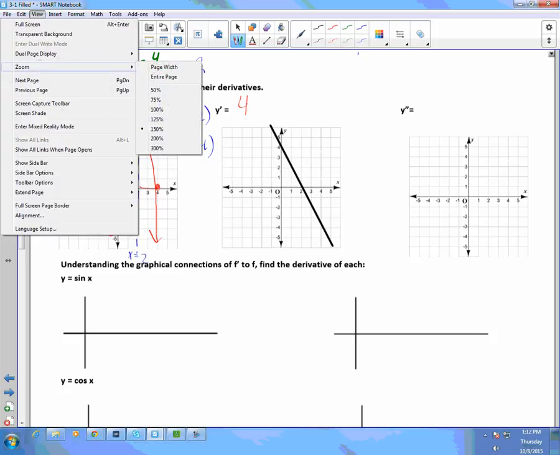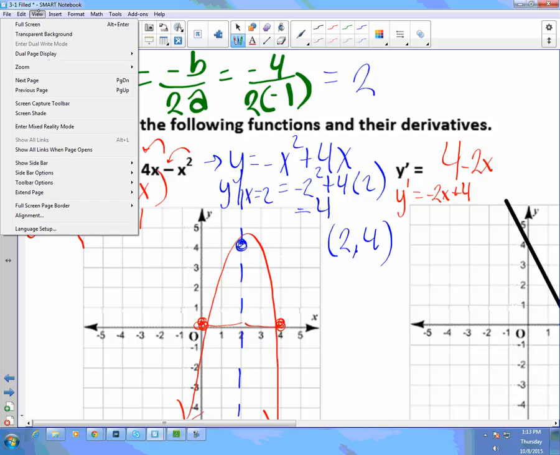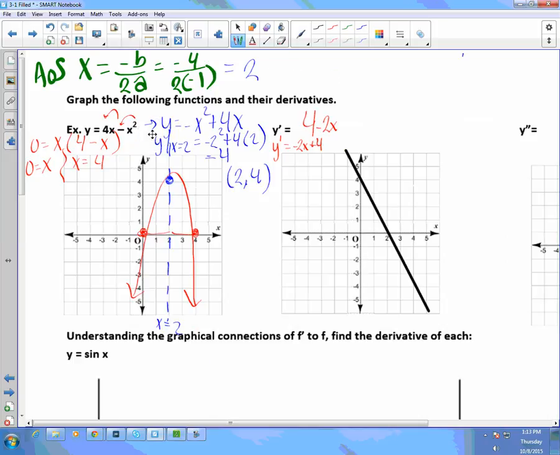Let me make this bigger so I can actually see what I'm pointing at. Oh, that's really big. So you bring the exponent down, negative 2, x to the what power? Decrease the 1 by 1. X to the first power, negative 2x. Another way to write that is y prime equals negative 2x plus 4. And it just so happens that I didn't delete that line, so it's already graphed for you. Yay!